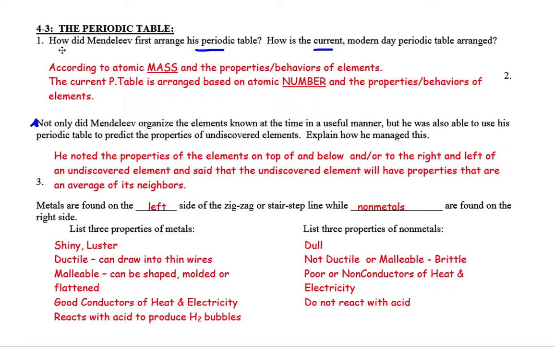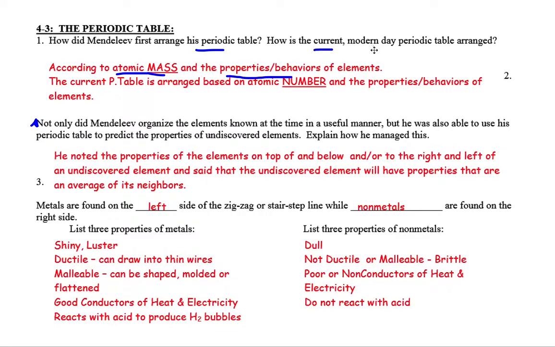So this question says, how did he first arrange his periodic table? Well, he arranged the elements according to their mass and according to their properties or behaviors. So he noticed that certain elements did certain things and they were very similar, so he put them in the same area of the periodic table, and then he looked at their atomic mass and tried to arrange them so they increased in atomic mass.